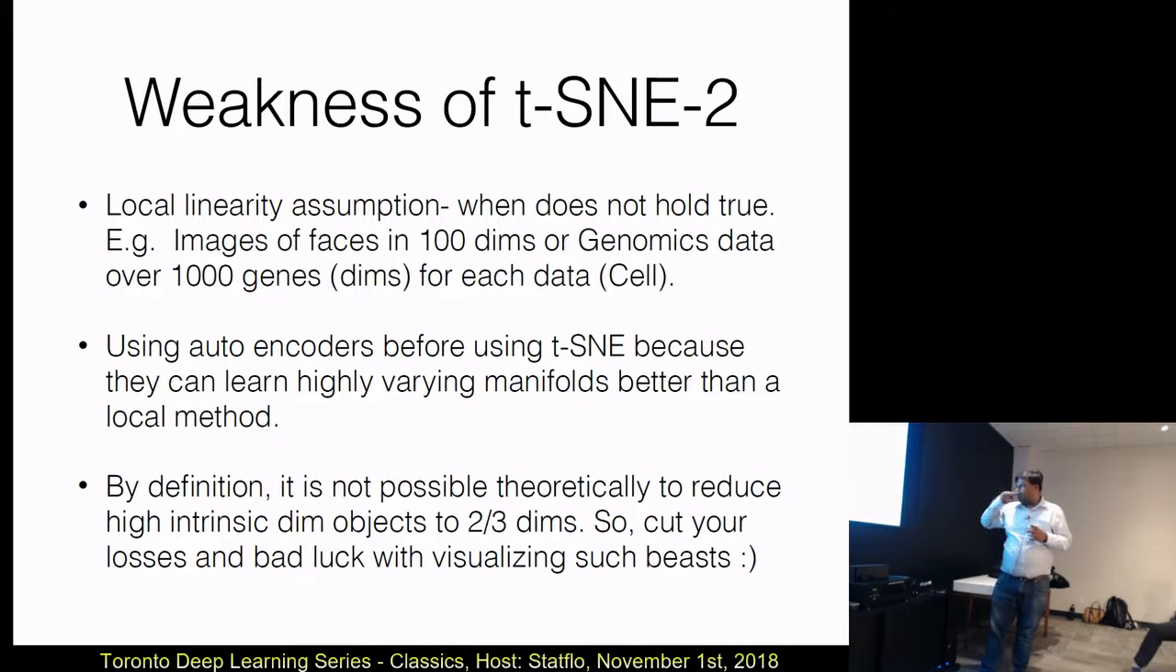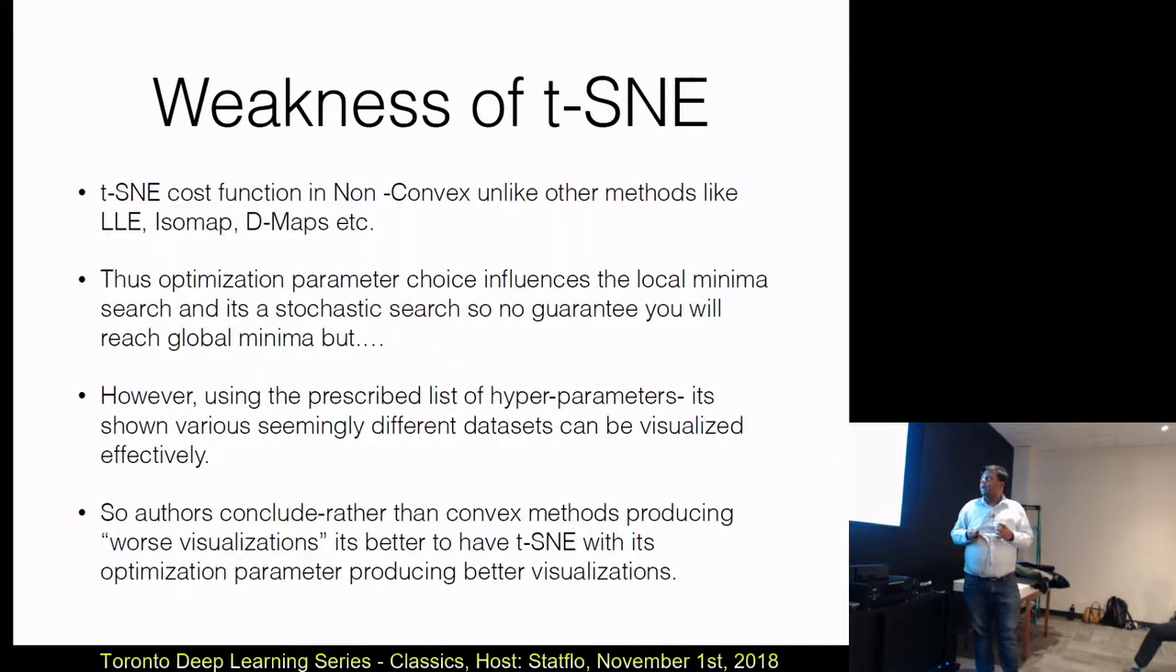By definition, it is not possible to theoretically reduce high intrinsic dimension. We have the intuition for that because I was giving you that little example, right? And there are other things. So if you do have that kind of a thing, just cut your loss. Bad luck visualizing such data. You cannot do it. Third weakness of t-SNE is that t-SNE cost is non-convex.